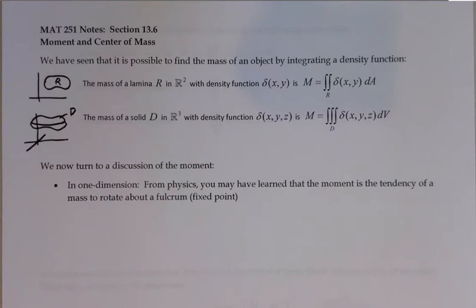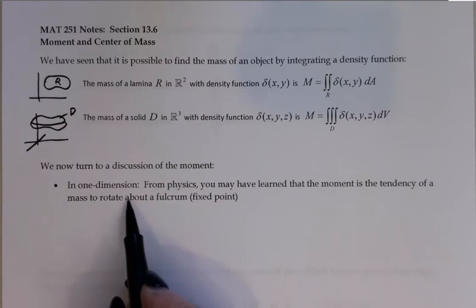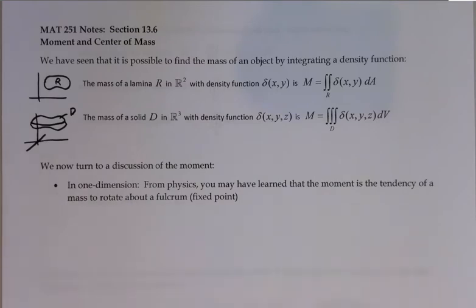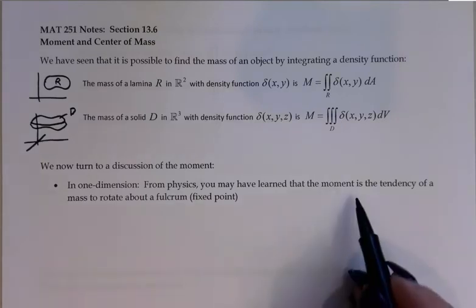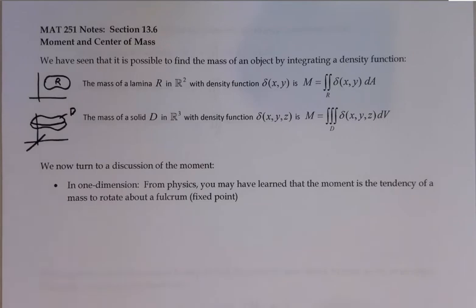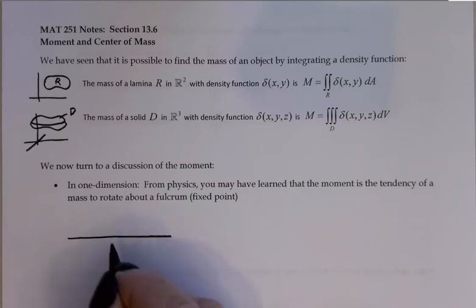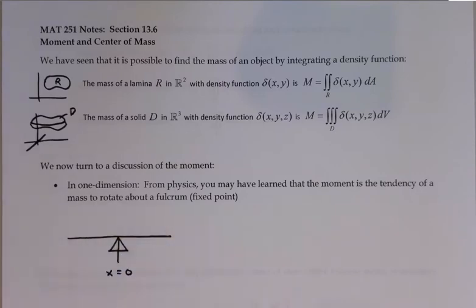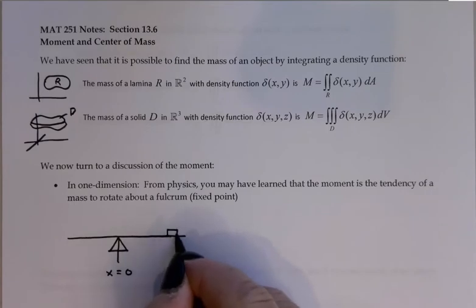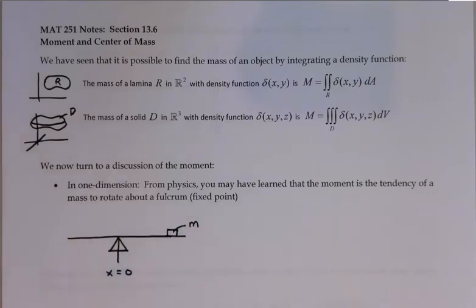All right, we're going to now turn from mass to the idea of moment. In one dimension, we've actually looked at moment before. We did it back in Calc 2 just briefly, and you may have seen it in physics as well. The moment is the tendency of a mass to rotate around a fulcrum or fixed point. So if you imagine a seesaw type of situation, we usually think of x equals 0 as our fulcrum. And then you imagine a mass, I'm just going to call that little m, sitting out here at some other x value.